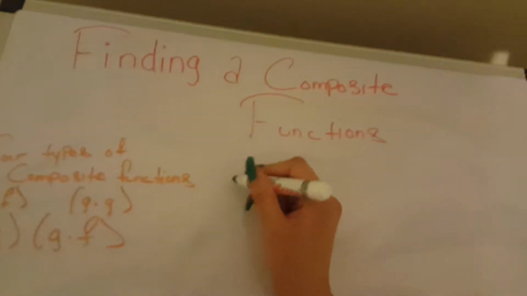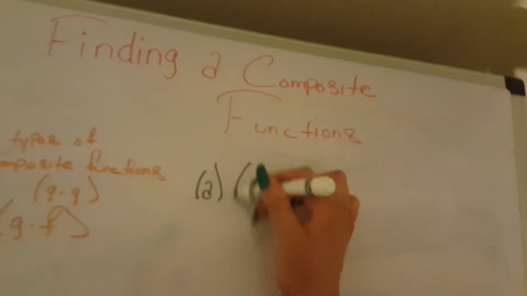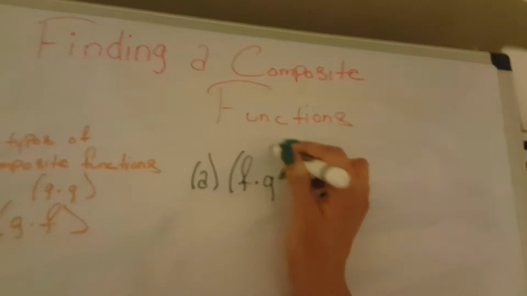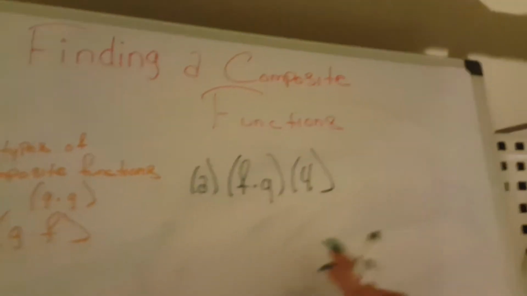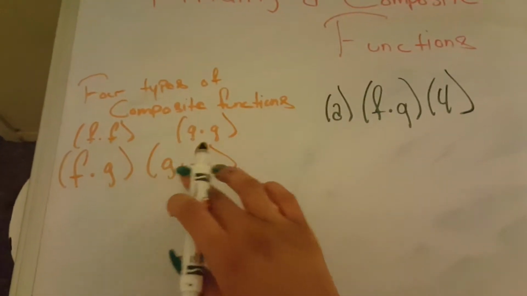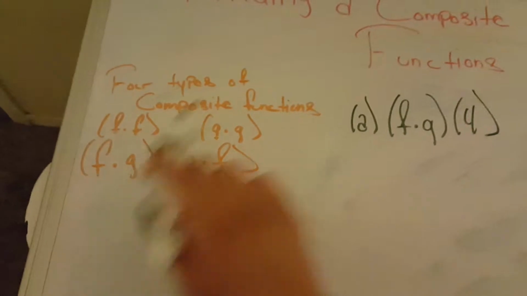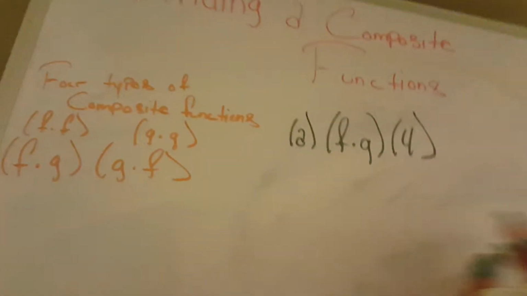Okay, so we have a problem. It says, for the given functions f and g, find, so this is a, they want us to find a, f of g. If you look over here, out of all these composite functions, we have f of g. That's one thing that you need to notice.